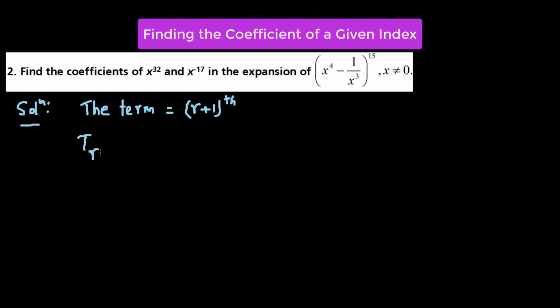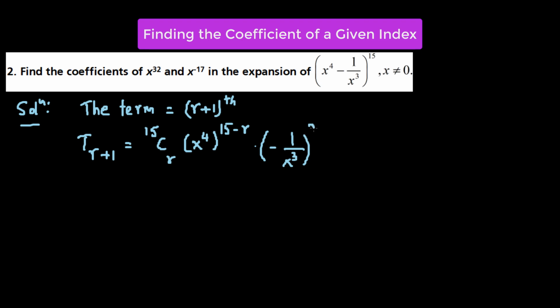Then we find out T r plus 1, which is equal to 15cr times the first term, which is (x raised to the power of 4) raised to the power of 15 minus r, times (negative 1 over x cubed) raised to the power of r.